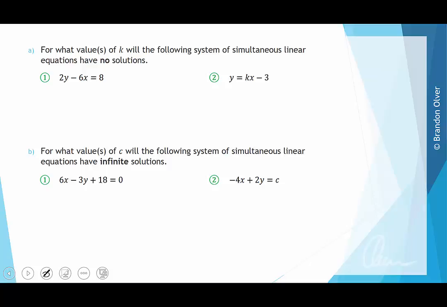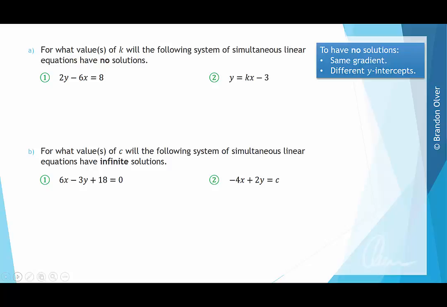In this video, we will be looking at the number of solutions to a set of simultaneous linear equations. So part A asks us, for what values of k will the following system of simultaneous linear equations have no solutions? If a set of simultaneous linear equations is to have no solutions, we will have the same gradient but a different y-intercept. So to tackle this sort of problem, we need both equations in the form y equals mx plus c, so we can compare their gradients and y-intercepts.